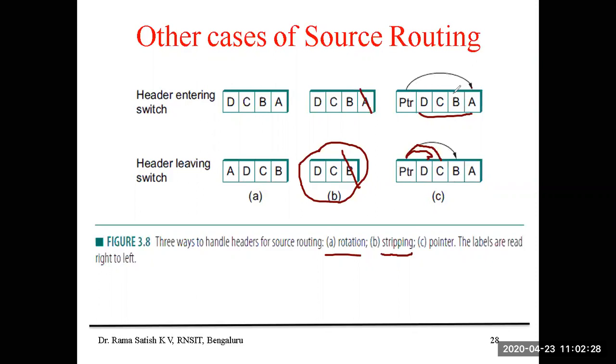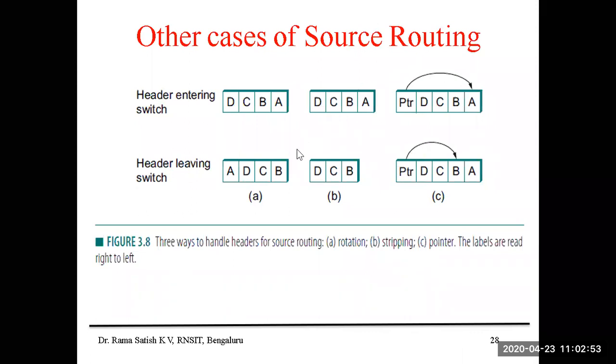The pointer will be pointing. Initially, it will be pointing to the first element, and later when it switches, the next element. When it switches, the next element. When it switches, the next one. By the time it reaches the destination, the pointer is pointing to the last element. That is the concept that you should understand. So these are all the concepts that we have to understand with respect to source routing.